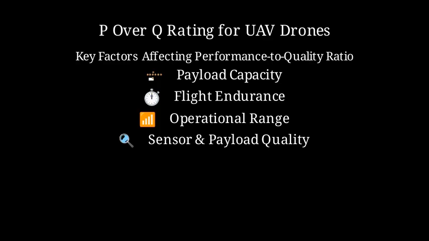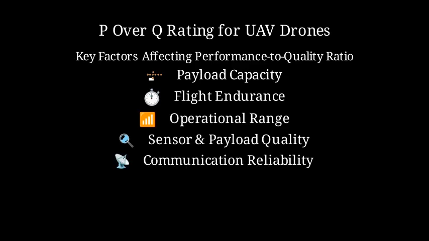Fifth factor is communication reliability. Reliable command and data links between the UAV and ground station are vital for safe operations. Encryption, redundancy, anti-jamming, and robust protocols define communication quality. Poor connectivity can degrade performance in critical missions.